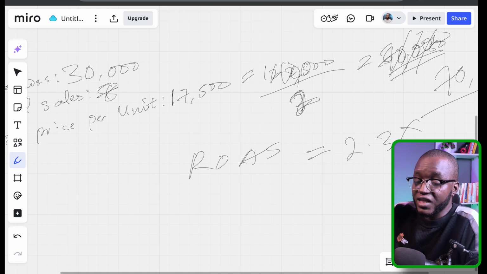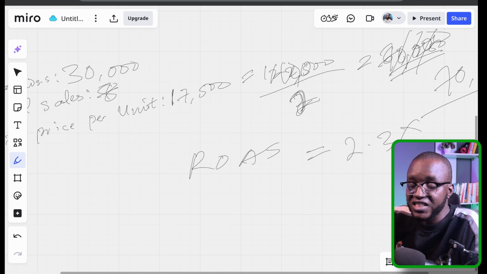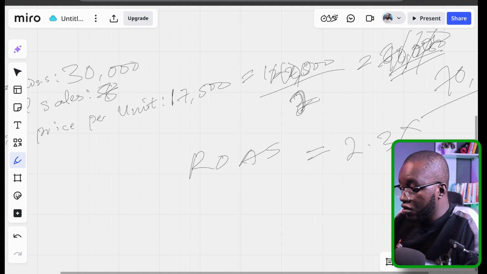But now we are trying to test and validate. That is what you have to keep in mind. We are trying to test and validate. Now we have tested, but it's time to validate. Now with our validation, our ROAS is 2x.